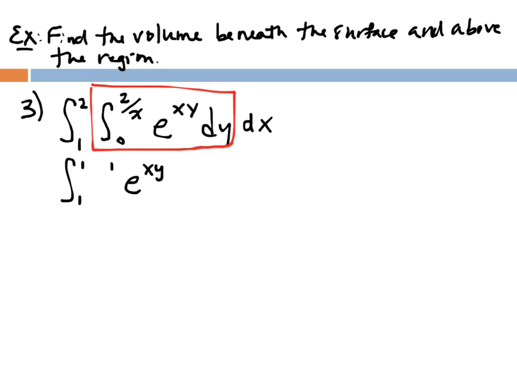So we get a fraction of 1 over x, or you could put x underneath the e to the xy part of that. This is the first one where we've actually had x times y in something as well, not just an exponential. And we need to evaluate this at 2 over x and at 0.